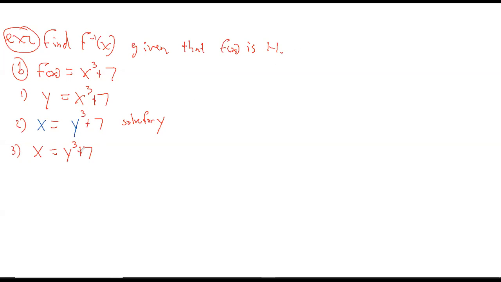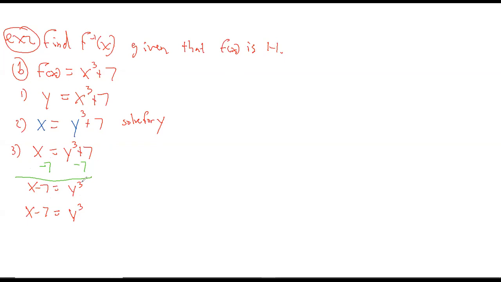So the first thing we'll have to do is move that 7. So we'll subtract 7 on both sides. And that'll give us x minus 7 is equal to y cubed. And then if we have y cubed equal to something, the opposite of a cube is the cube root of x minus 7. So we take the cube root of both sides.